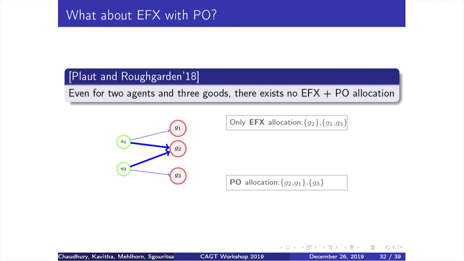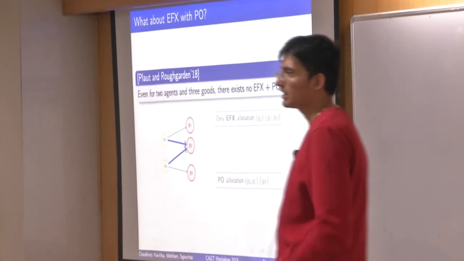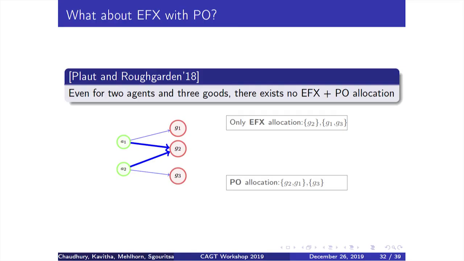Here, for instance, I'm assuming zero marginals. If you don't assume zero marginals, then you can bypass this for two agents, but for three and higher, this will not hold. But anyways, the message is that EFX with Pareto optimality is actually too much to ask for.